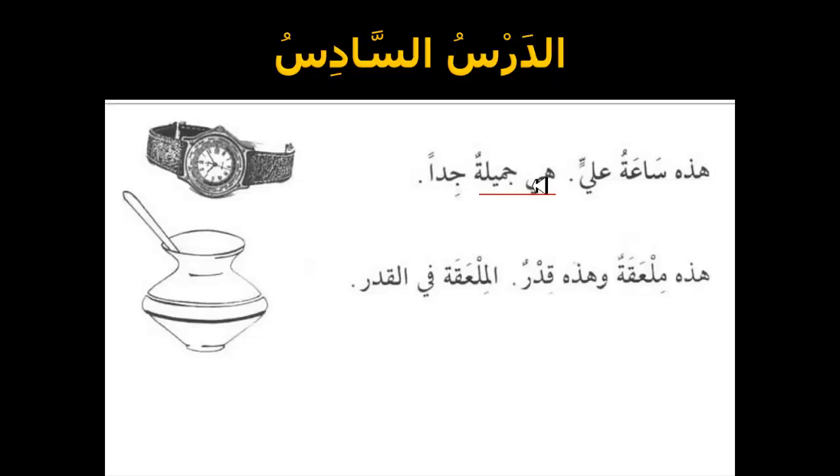And then here we have jamilatun jiddan, and this jiddan means very, and this is something that's mabni. It's not going to be changed. Jiddan is not going to conjugate. It means very beautiful. When it comes after the noun, it increases its intensity. Jamilatun jiddan, it means it's very beautiful.